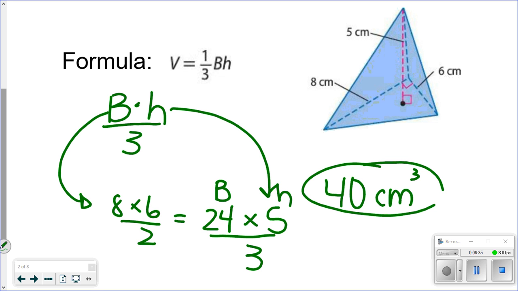Like I said, the ones with triangular bases are the hardest because there's more you have to do when you find that big B. That's the hardest.